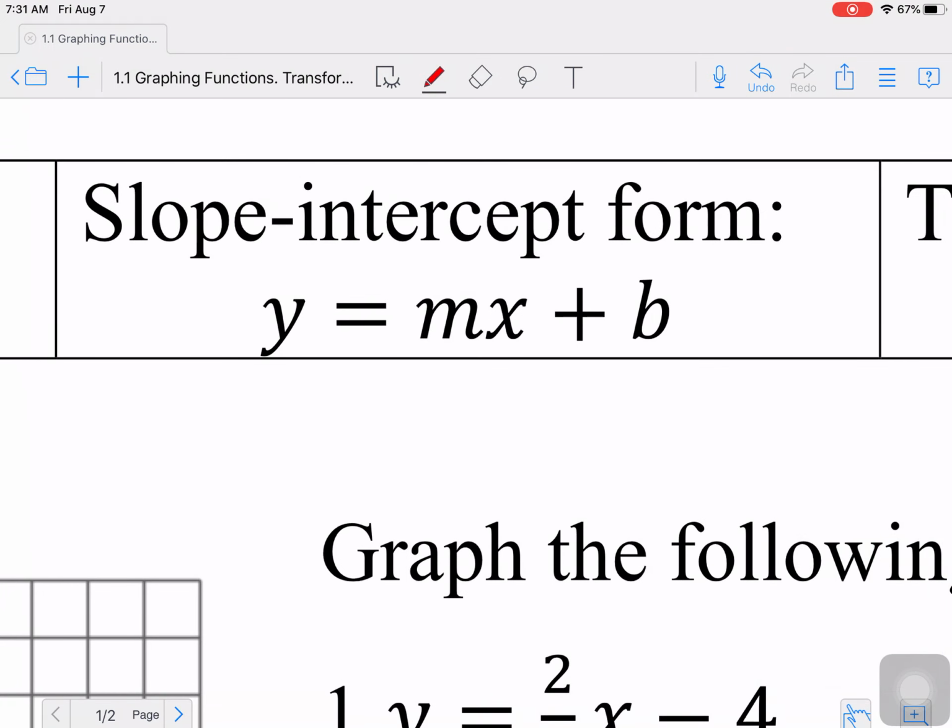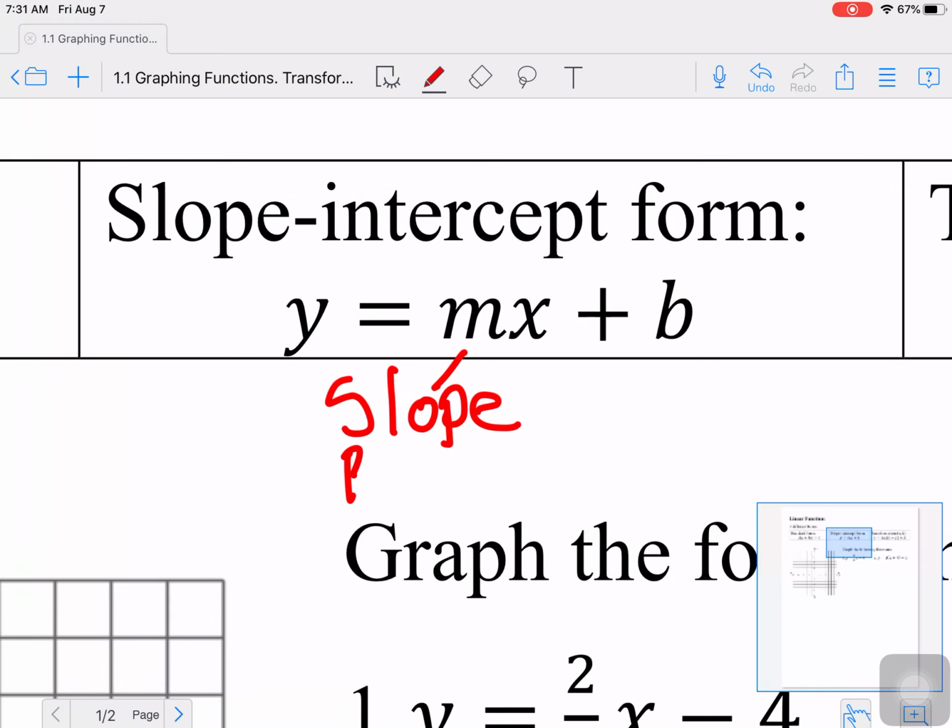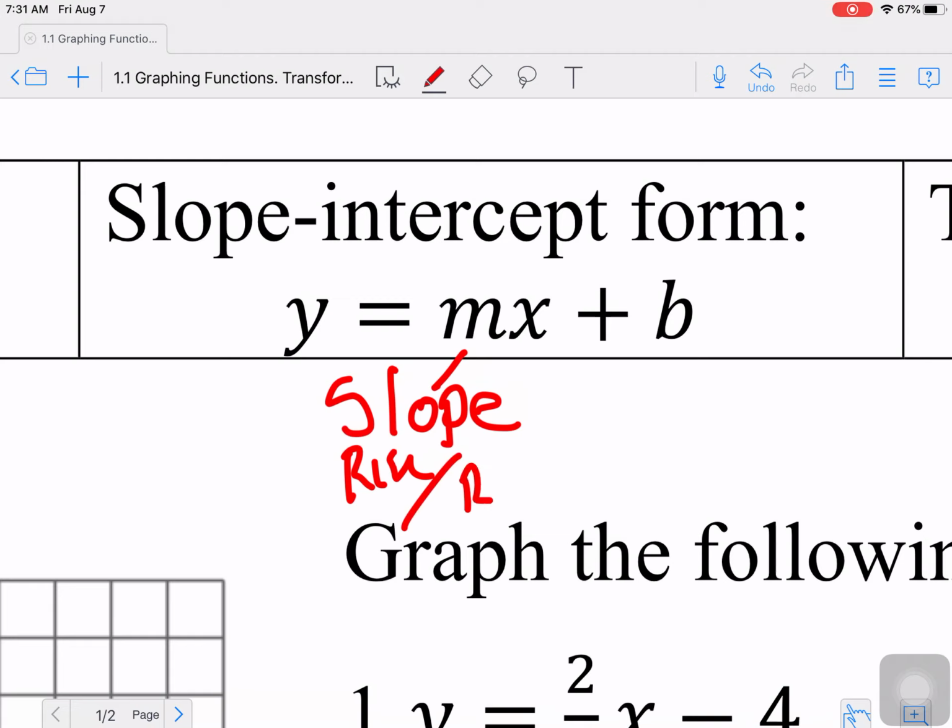We love this form because it gives us vital information to be able to graph the function. So m in this case, hopefully you remember, is your slope, and also remember that your slope is in the form of rise over run. Okay, b is your y-intercept. Okay, so that is the slope-intercept form.